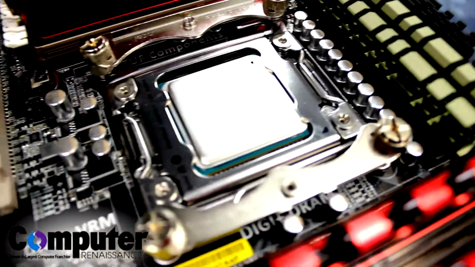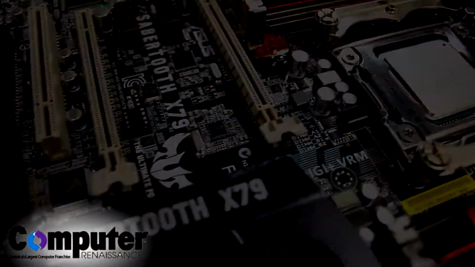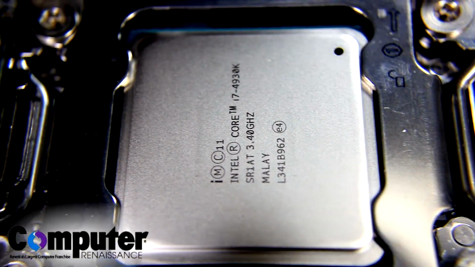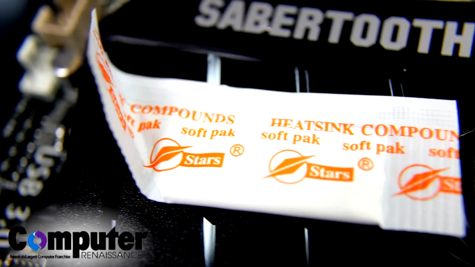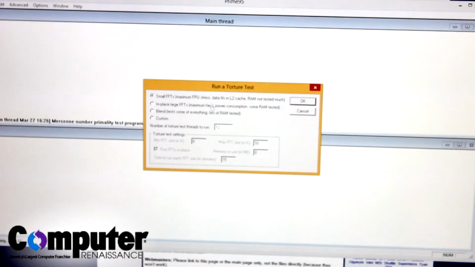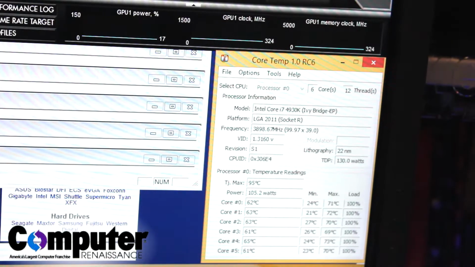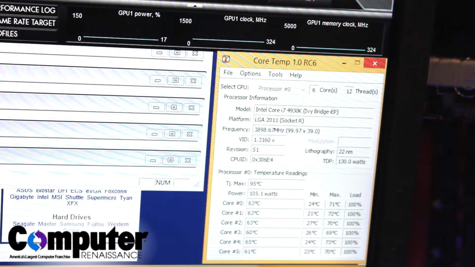Hello, this is Vaughn with ComputerRenaissanceStill.net, and today we will be doing some thermal compound testing on an Intel Core i7-4930K. Our first thermal compound is a generic white bag found in the box for several aftermarket coolers. We will be running Prime 95 on small FFTs to simulate a heavy workload. After a 48-hour run, temperatures peaked at 73 degrees Celsius.